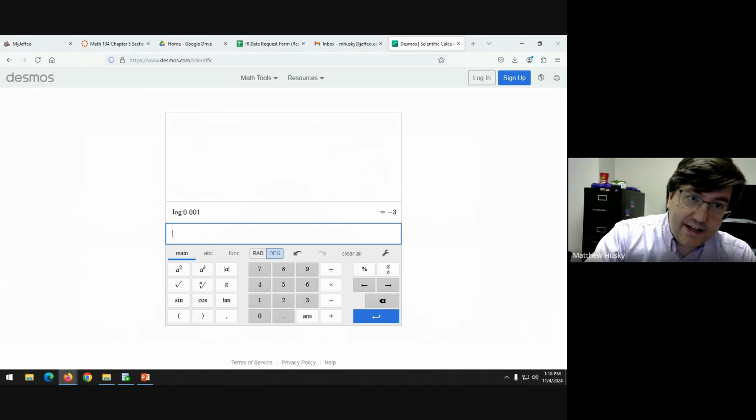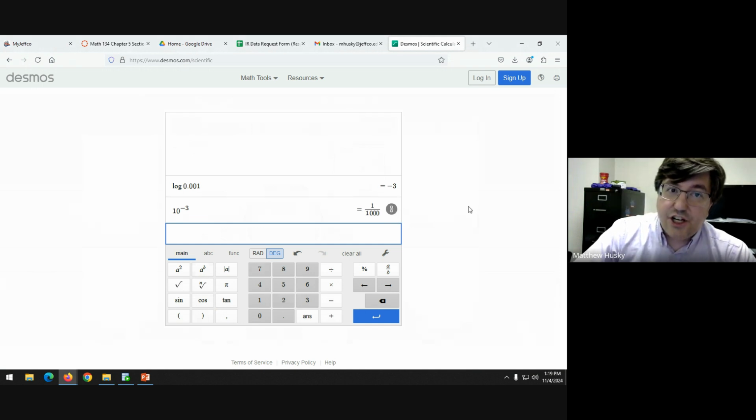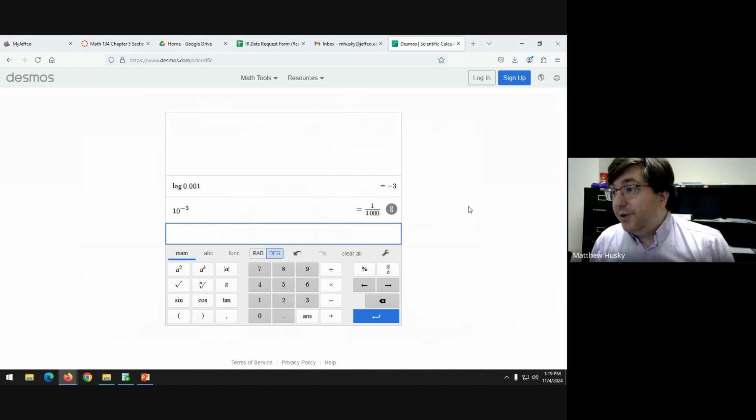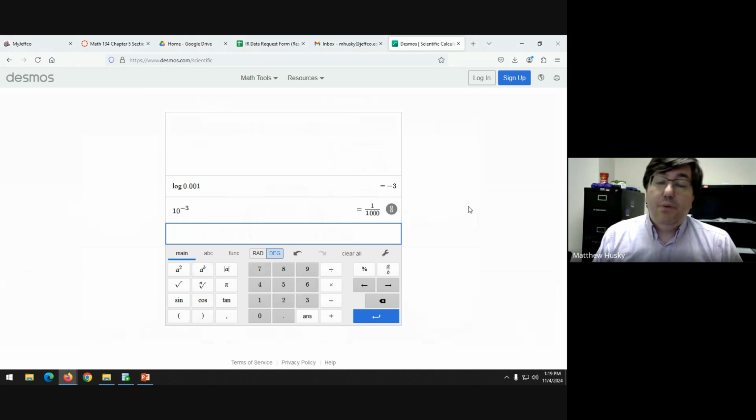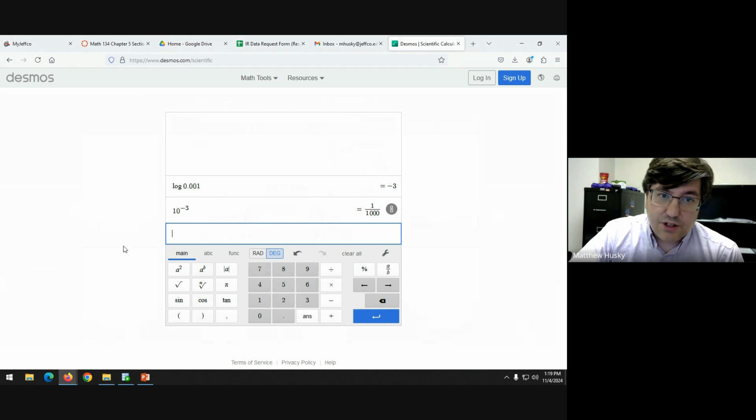The reason for that is because if you do 10 and raise it to the negative third power, that's 0.001. The reason that works, by the way, if we change this to a fraction, 10 to the third is 1,000. And what the negative does is it tells you to do the reciprocal of that. So that means it's 1 over 1,000, which in decimal form is 0.001. That's how that works the way it does.